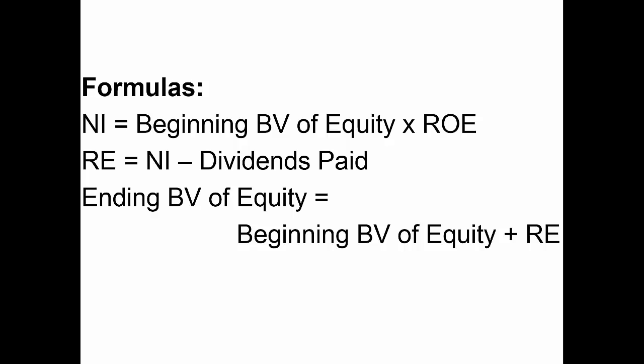These are the basic formulas that we're using in the spreadsheet. Net income equals the beginning book value of equity times ROE, which I just showed you. The retained earnings is going to be equal to the net income minus the dividends paid, and the ending book value of equity is going to be the beginning book value of equity plus the retained earnings.